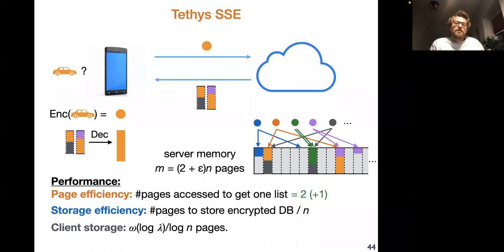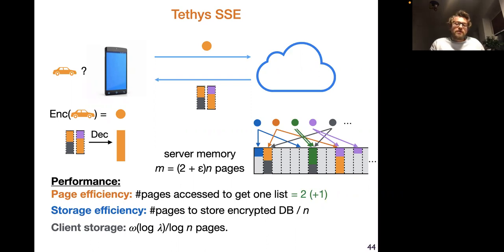So for each list, we need to access 2 pages. Later on, for now, I simplified everything. So every list has a max size of 1, but in practice it has a max size of p. In practice, of course, this is not necessarily the case.